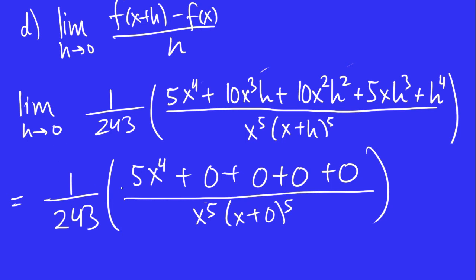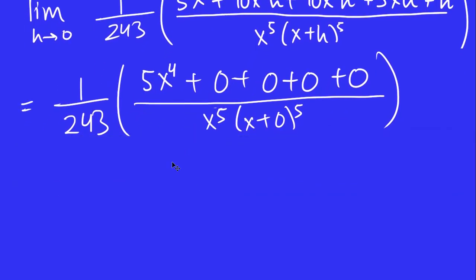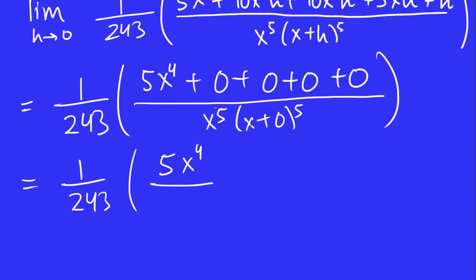And notice I stopped writing the limit sign as well. And what does this give us? The top is, of course, just 5x to the 4. What about the bottom? Well, x plus 0 is x. x to the 5 times another x to the 5 is x to the 10. So it looks like that.